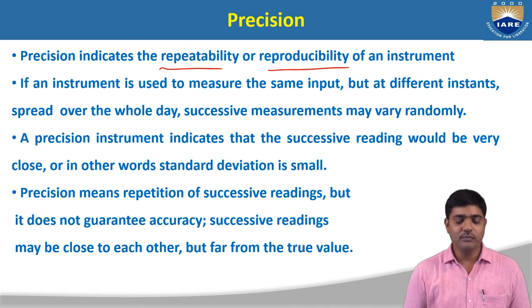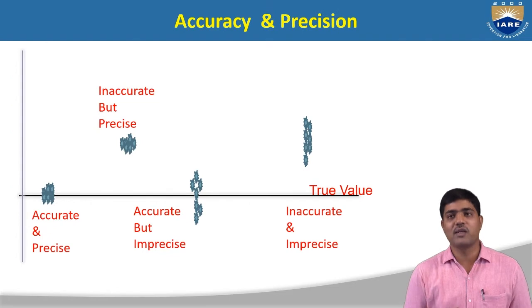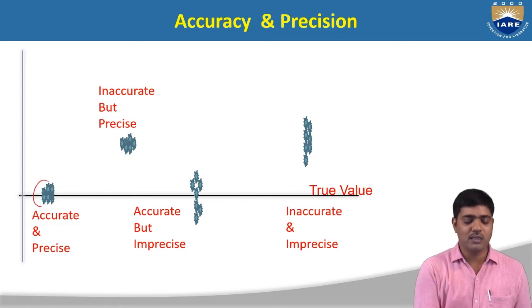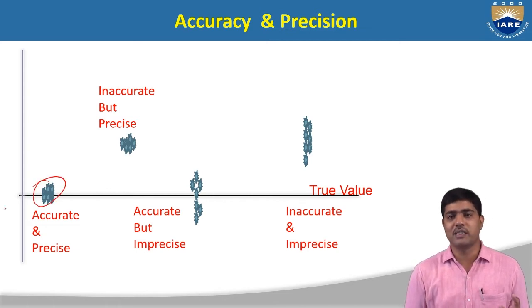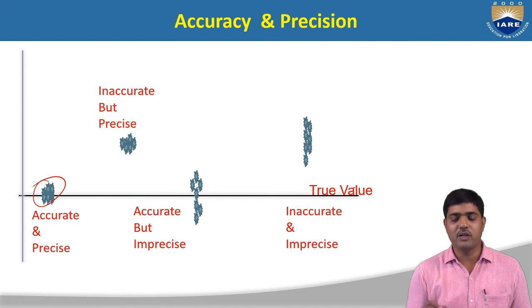Okay. So precision means repetition of successive readings, but it does not guarantee accuracy. These successive readings may be close to each other, but far from the true value. So here you can see the difference between accuracy and precision. Here I have these particular dots. This will show the various measured readings. So this is my true value.